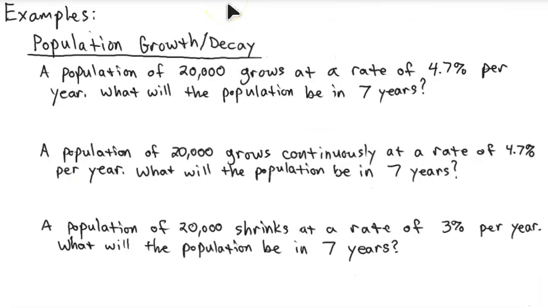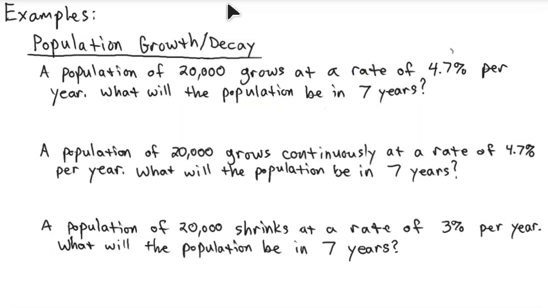Okay, so here's some examples of population growth and decay. This first one grows, this second one grows, and this third one is shrinking, so this third one is a decay. It says a population of 20,000 grows at a rate of 4.7% per year. What will the population be in 7 years?